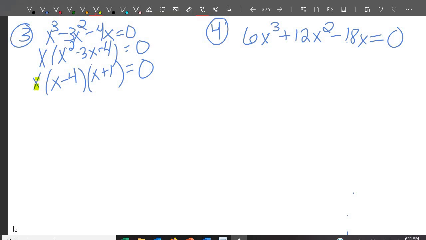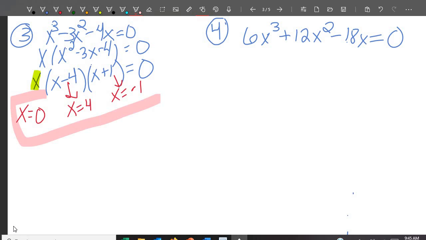And again, this x on the outside means one of my answers is 0. When we solve this, we'll get x equals positive 4. This one will get x to be negative 1. So my 3 answers are these.